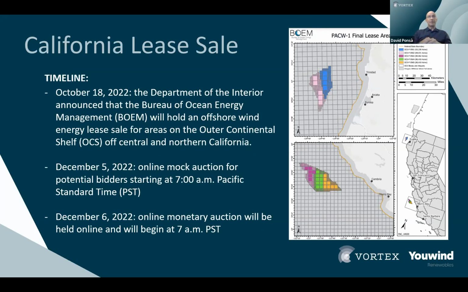The timeline, yeah, it was released on October the 18th this year, right? And it will be the December the 5th, it's like a kind of an online mock auction for the potential bidders. But really the important one will take place the very next day, December 6th, 7 a.m. Pacific Standard Time. So that's when the real auction will take place. And I know if any of our attendants in this webinar go and bid, I wish you luck, and I hope that you will need Vortex data for this project.